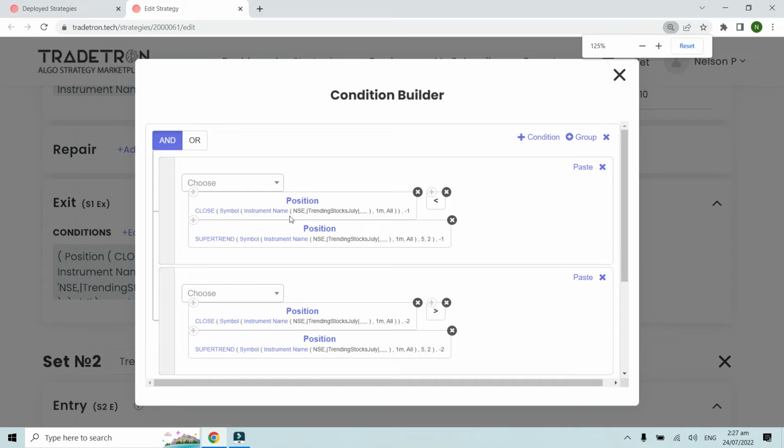That is, whenever the close is below the Supertrend in the previous candle and the candle previous to that is above the Supertrend, that means this is a downside crossover. So that's when it will exit.